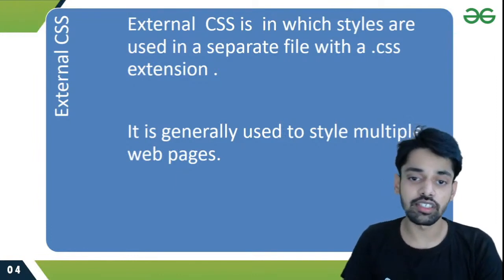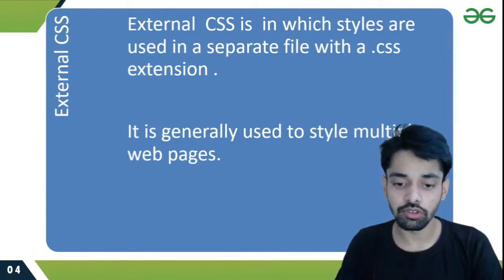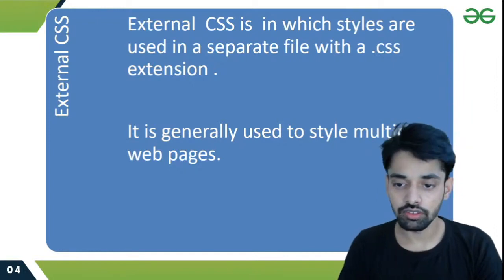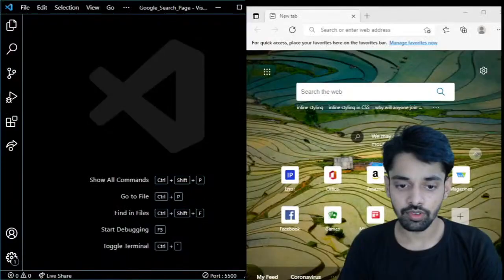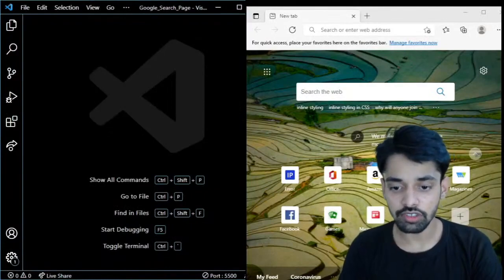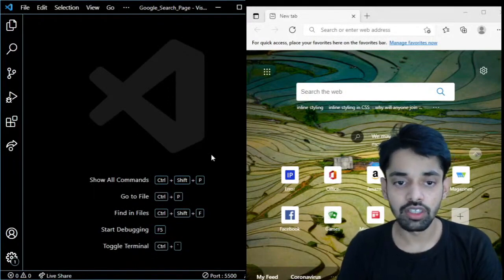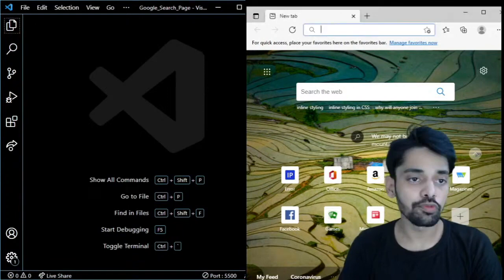internal, and external CSS. Okay, so I'll just open my Visual Studio Code, and I'll also open my browser side by side to it. Now, as you can see, I have my browser and Visual Studio Code open side by side. Now what I'm going to do over here is create a new file.